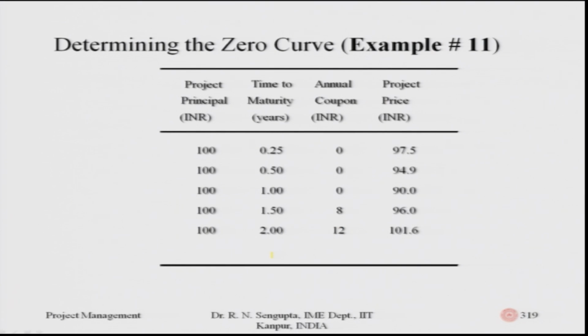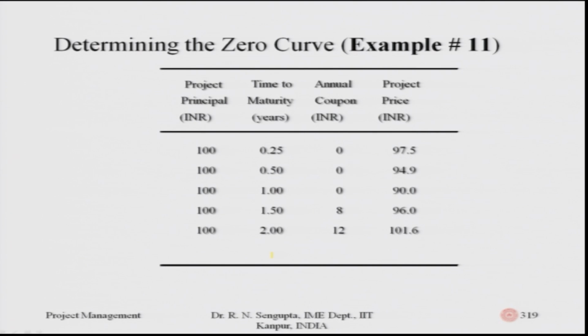So, consider the zero curve. You have the project principal amount in rupees, given in the first column. Time to maturity is given as 1/4 of a year, half a year, 1 year, 1.5 years, which is 1 year 6 months, and the last factor is 2 years.